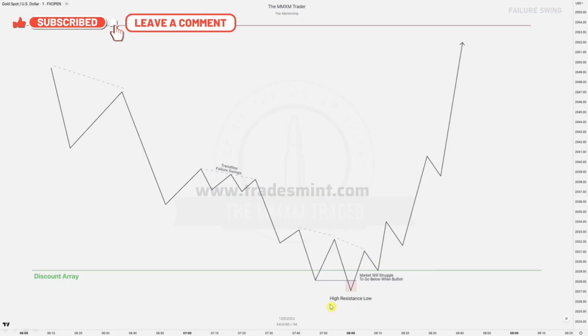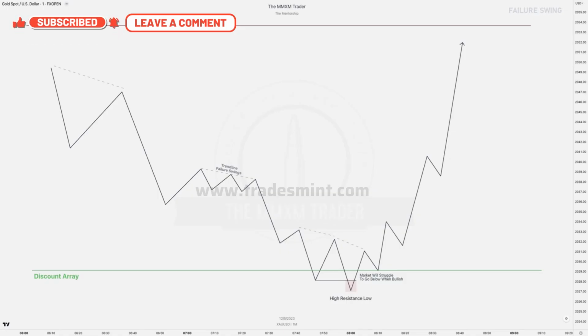So over here we got that high resistance low, right? Because we run that previous low and then reject immediately. So this is a good confirmation that we are heading into bullish order flow. I always say high resistance liquidity runs happen on the opposing side of our order flow.